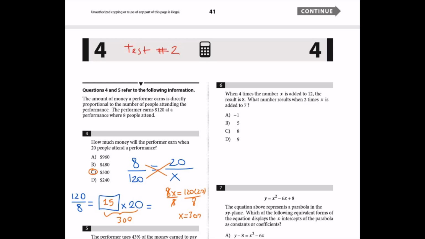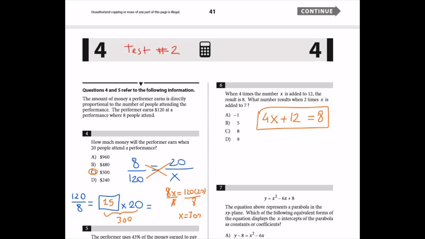When 4 times the number x is added to 12, the result is 8. What number results when 2 times x is added to 7? In the first part of the question, we're going to solve for x, and in the second part, we're going to plug it in. So 4 times the number, 4 times x, we don't know the number, is added to 12, plus 12, and the result is 8. So this is the first part of the equation.